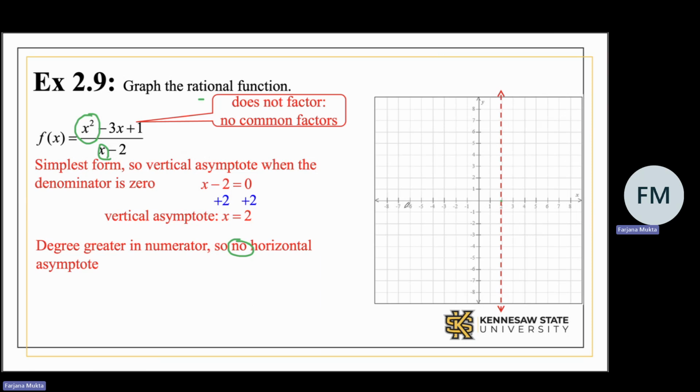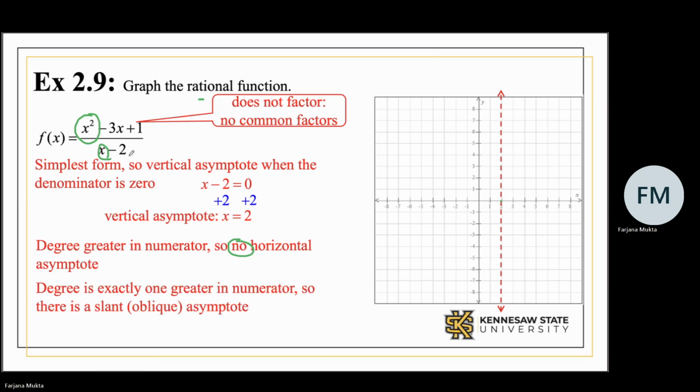Finally, slant asymptote. Do we have any slant asymptote? Again, the degree of the numerator is exactly 1 degree higher than the degree of the denominator. So we do have a slant asymptote. Now to find the equation of the slant asymptote, we'll divide the numerator by the denominator, right? So let's divide the numerator by the denominator.